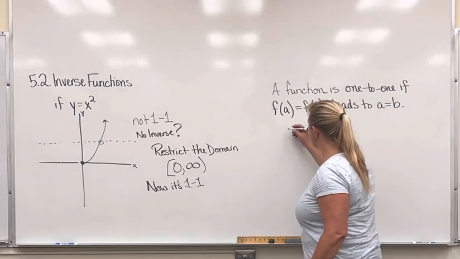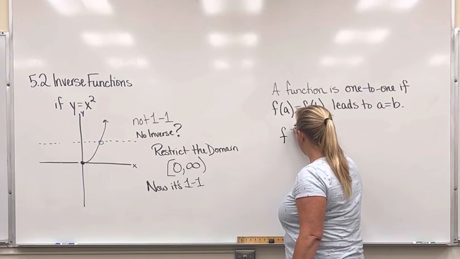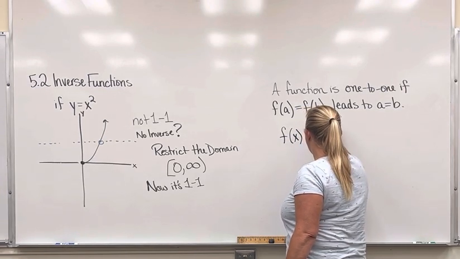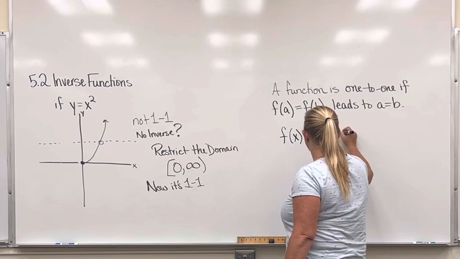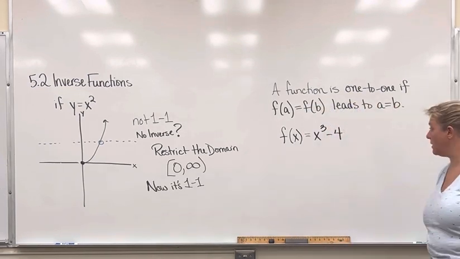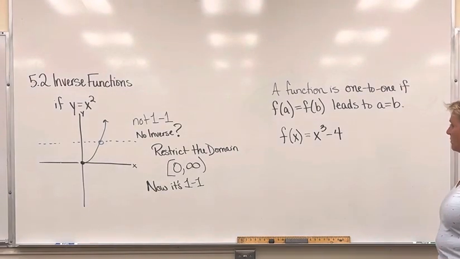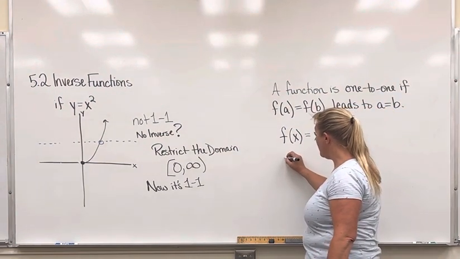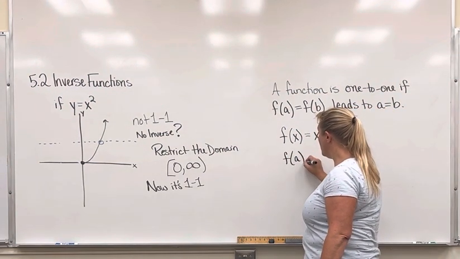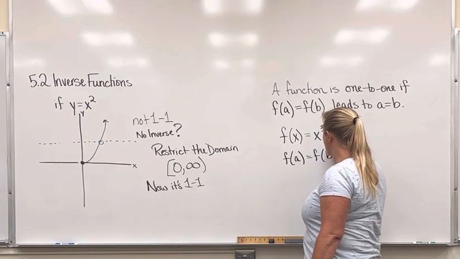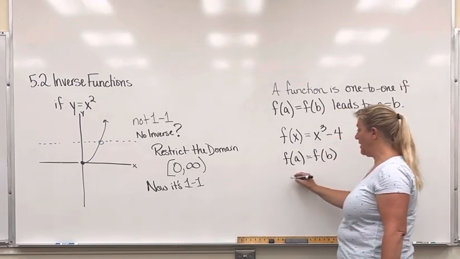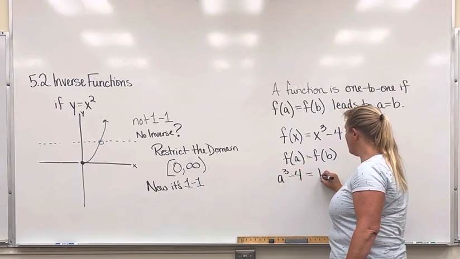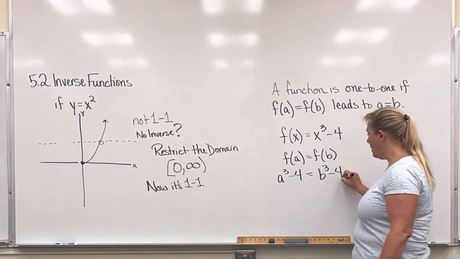So let's say that our function was f of x equals x cubed minus 4. Just to give us something there. What we're going to do is find f of A and set it equal to f of B. So basically we're just going to plug A into there and then plug B into there. So we're going to have A cubed minus 4 equals B cubed minus 4.